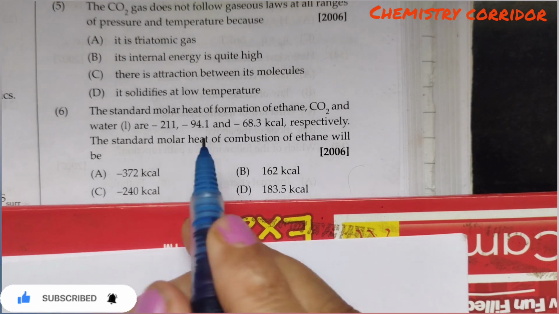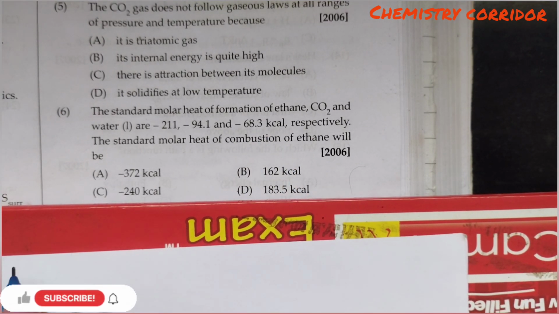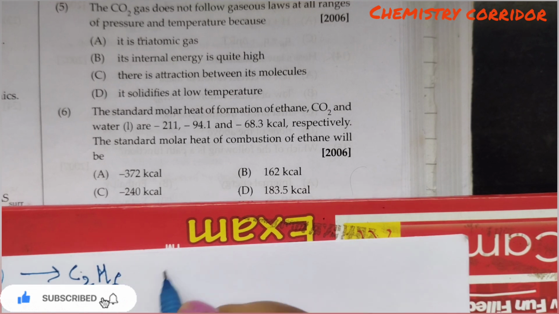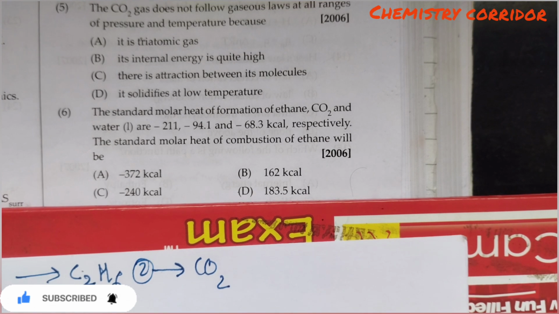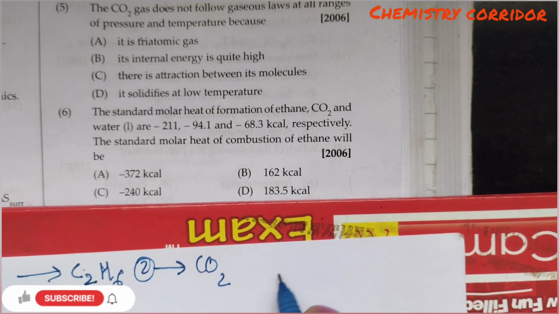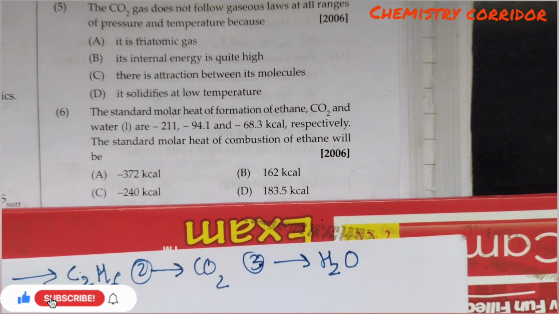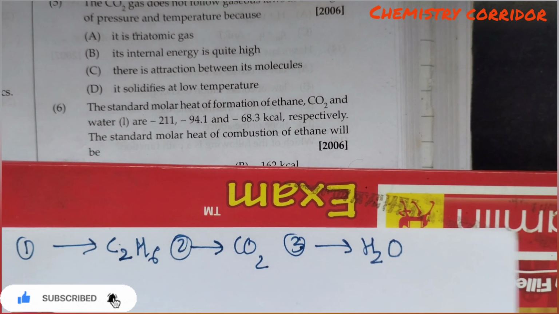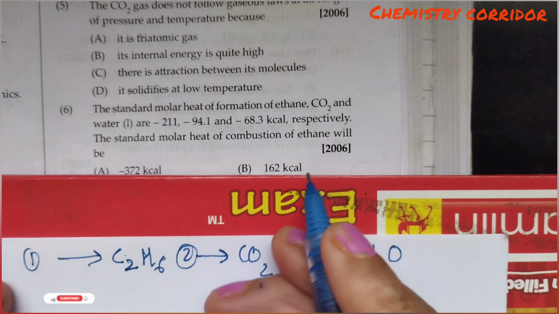Here, the standard molar heat of formation of ethane, carbon dioxide and water are given. So, let us mark the equations for the formation of ethane. I will give this as the first equation. The second equation is formation of carbon dioxide. I will give this as equation 2. And formation of water, I will give this as equation 3. I am not writing the reactants because it is formation, so those will be formed on the product side. Now, what is the required equation, student? They are asking to calculate the standard heat of combustion of ethane molecule.